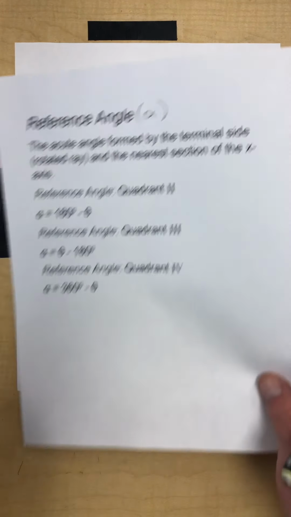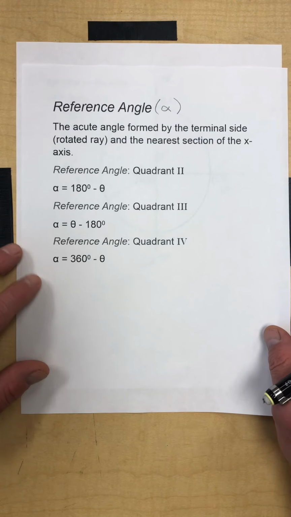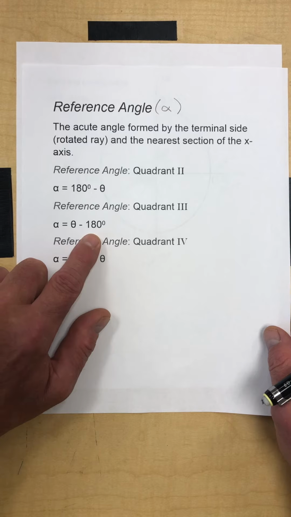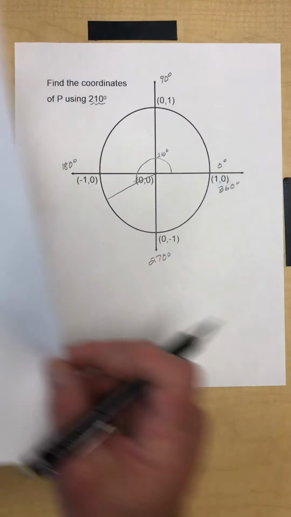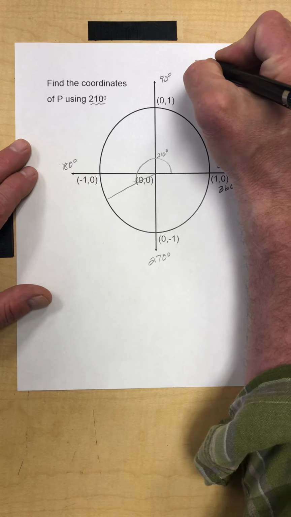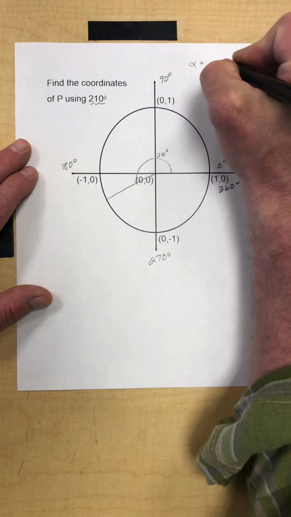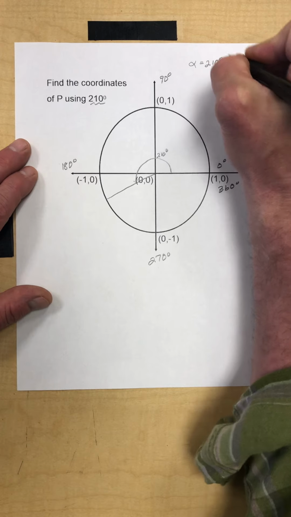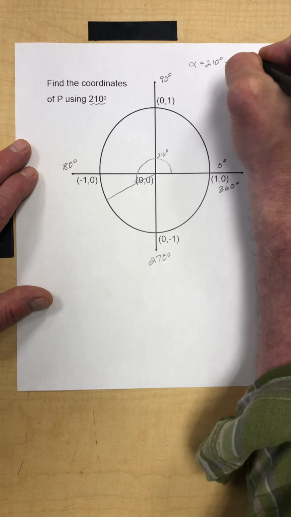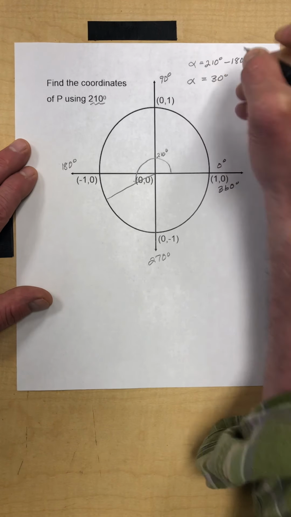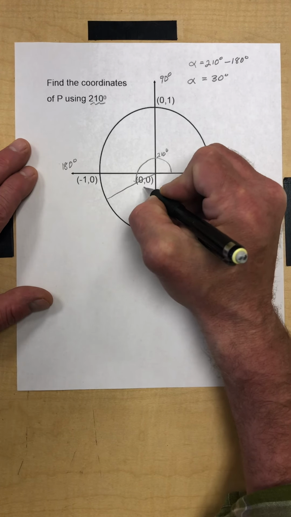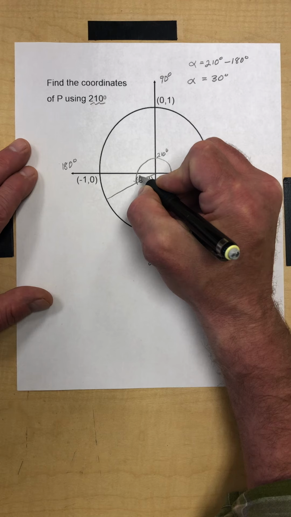So we go to our rules. What do we do in quadrant 3 for our reference angle? We would go theta minus 180. So that would be the 210 minus 180 would give us our alpha. So our reference angle, alpha, ends up being 210 degrees minus the 180 degrees. So our reference angle is 30 degrees. So this angle in here has to be 30 degrees.